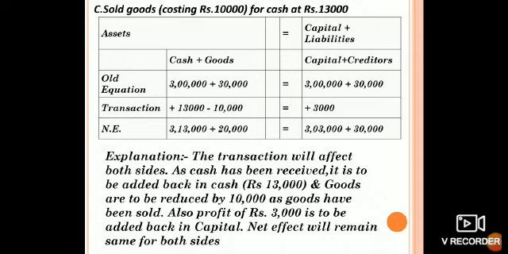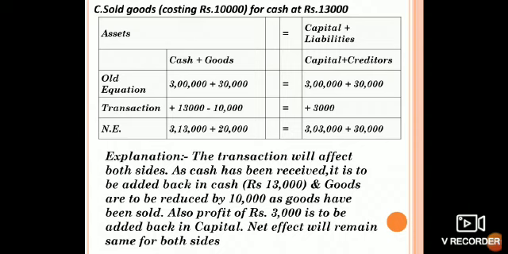Now the current transaction is, we have sold the goods worth 10,000. So we have to reduce 10,000 from the goods side, and for that we are getting 13,000 cash, so that we have to add under cash, and that 3,000 we are getting as profit should be added to the capital. So now the new equation will be, in cash we will have 3,13,000, and in goods we will have only 20,000 as we have sold the goods worth 10,000, and in capital we will have 3,03,000 as we have got the profit of 3,000, and 30,000 we will have under the creditors. This will be the new equation.